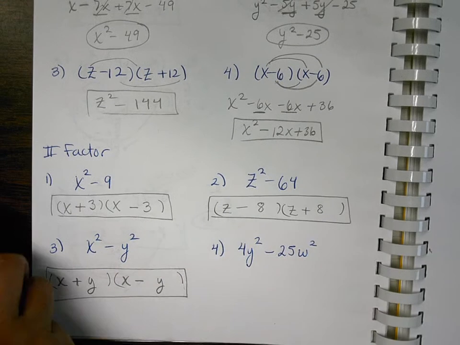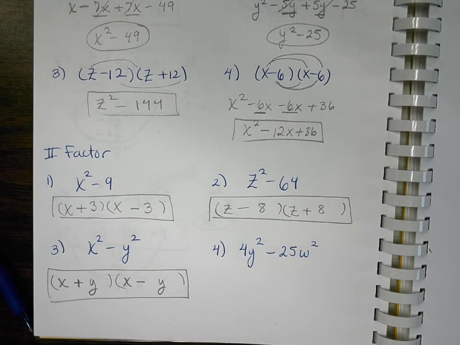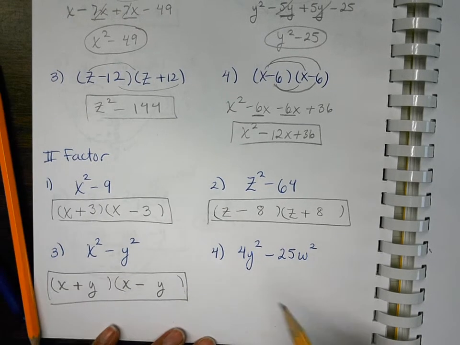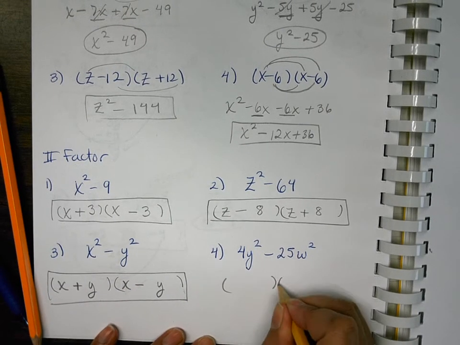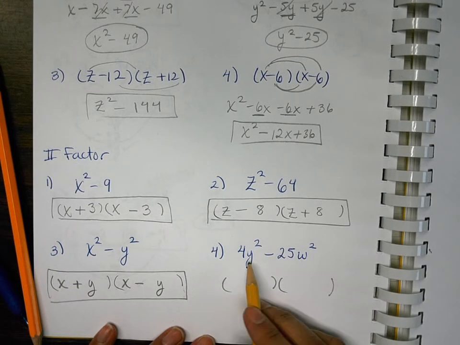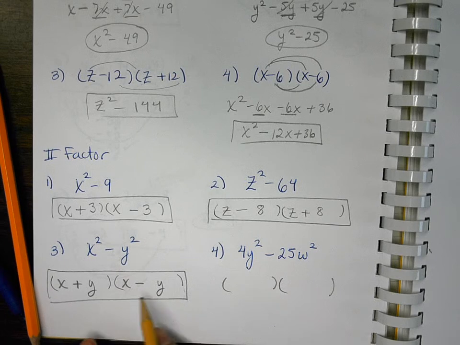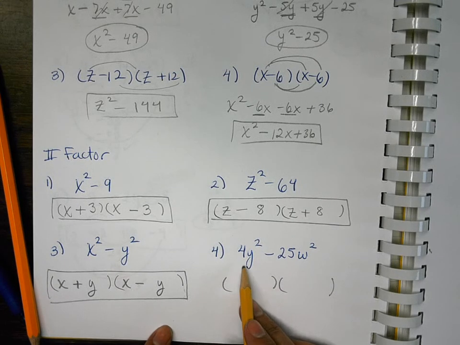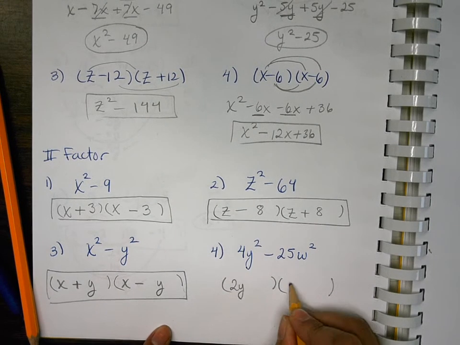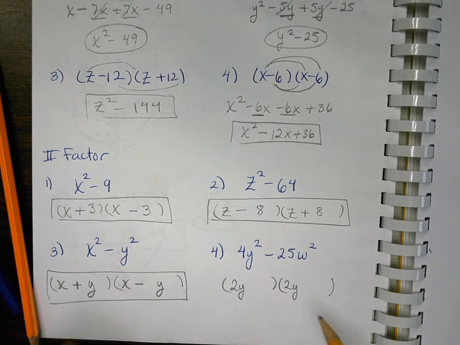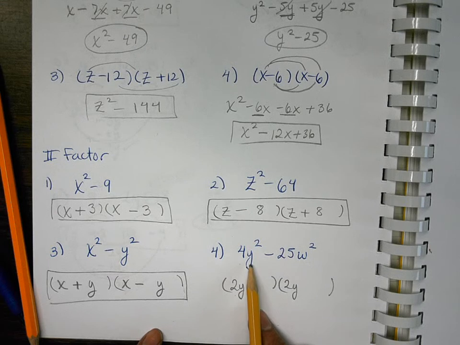All right, so let's do this one because this one is a little different. Will it still be 4y? No, we square root each one. Do you agree the square root of x squared is x and x? What's the square root of 4y squared? 2y and 2y. First off, I forgot to ask, are these both perfect squares? Yes. Do you agree that 2y times 2y is 4y squared?